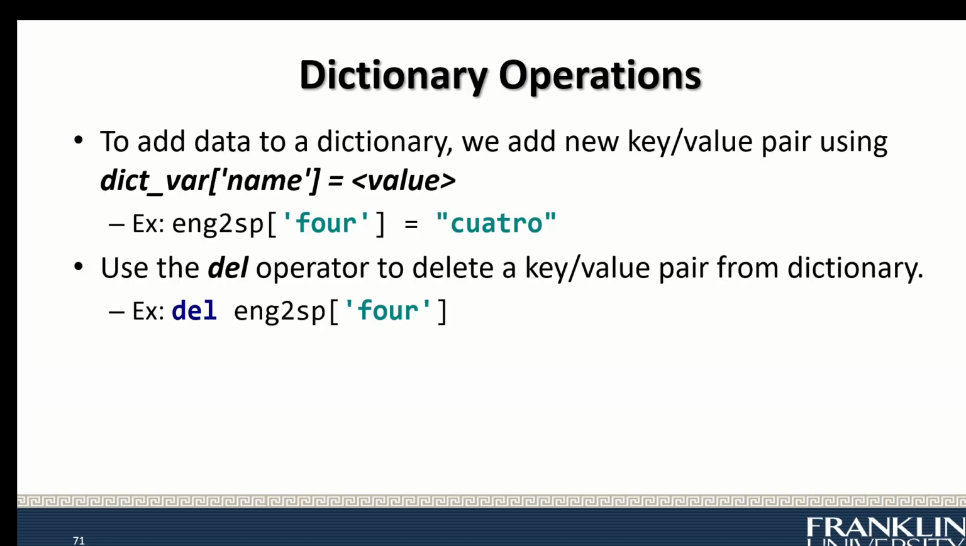And you saw that earlier, how do you add data by just using a simple assignment statement. Your dictionary variable sub key equal to a value. So I can add one more. English to Spanish sub 4 equal to cuatro. And you can use the del operator to delete a key value pair from the dictionary. I can delete the 4 I just added.